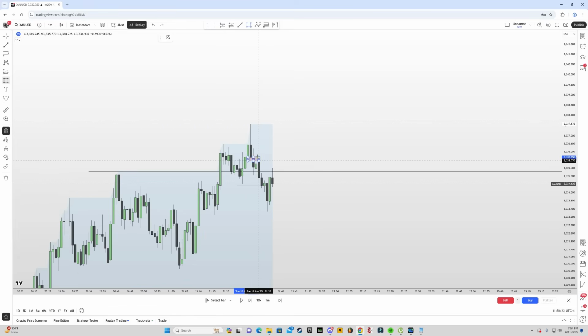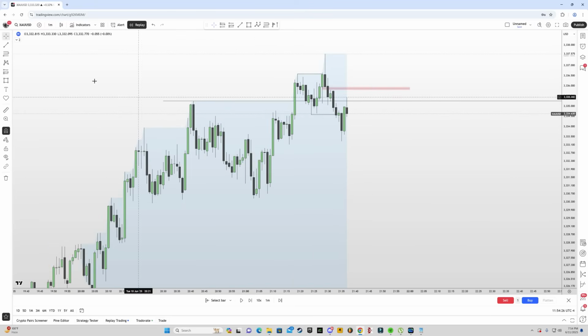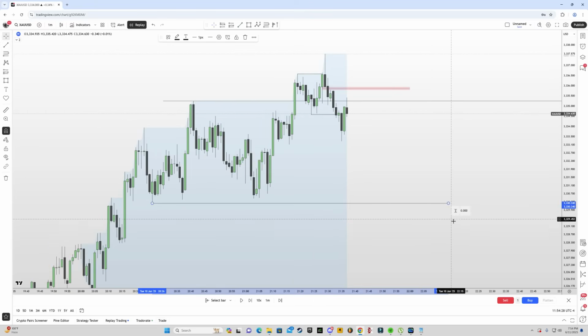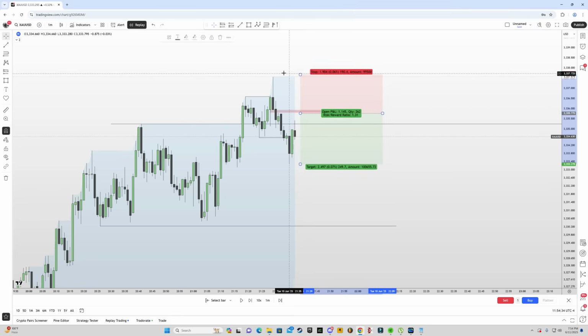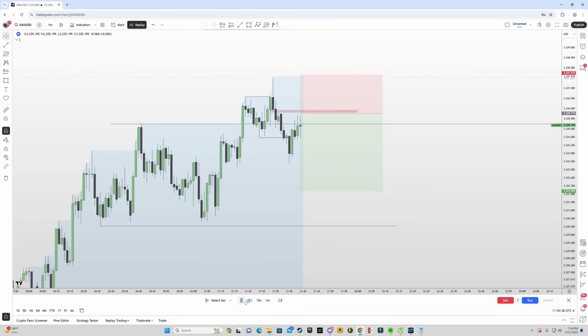Now, what do we have here? We have a fair value gap in premium. And what else do we have? We have these equal lows. So this would have been your entry. Stop would go right above the high and you would go for 1 to 2. Let's see how this plays out.